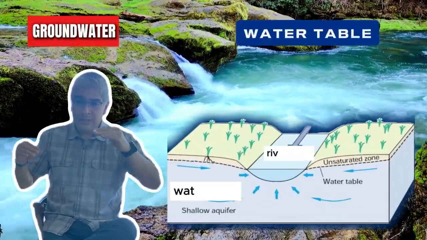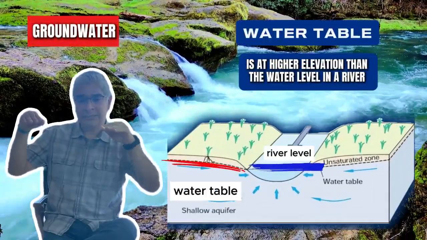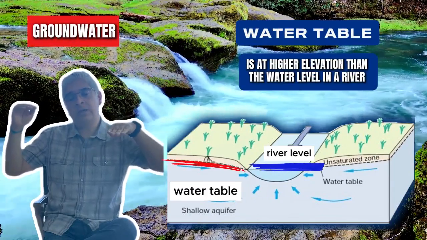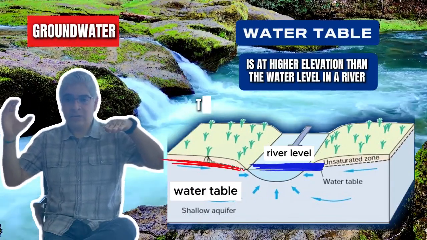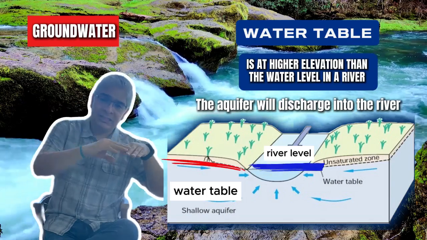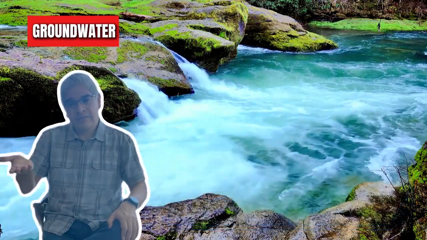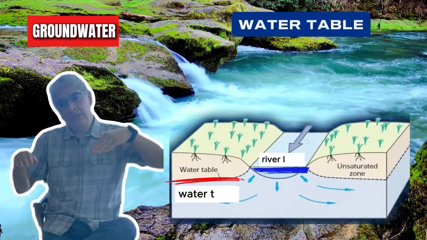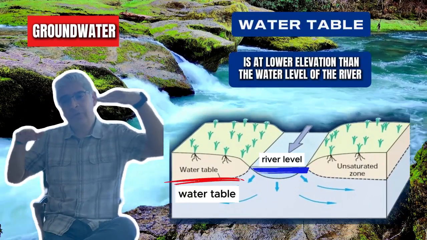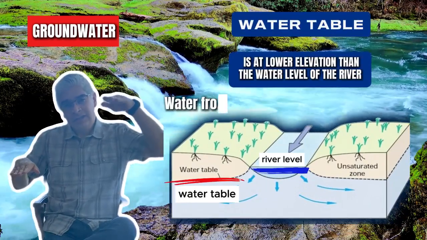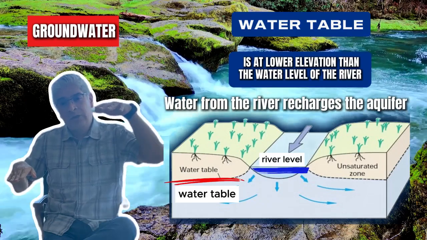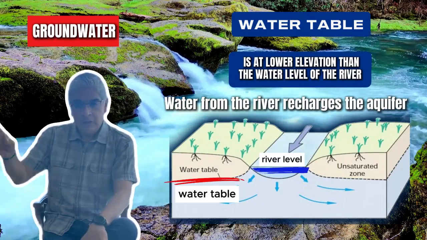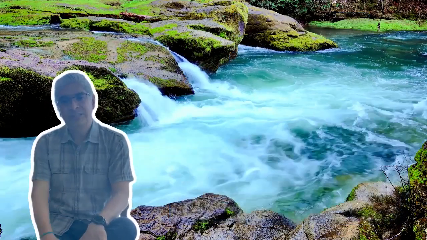When the water table in the aquifer is at a higher elevation than the water level in the river, then water from the aquifer will discharge into the river, and vice versa. If the water level of the river is at a higher elevation than the groundwater, then the water in the river will recharge the aquifer, moving in the opposite direction.